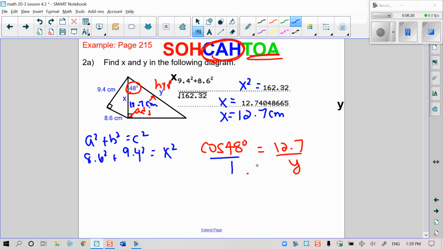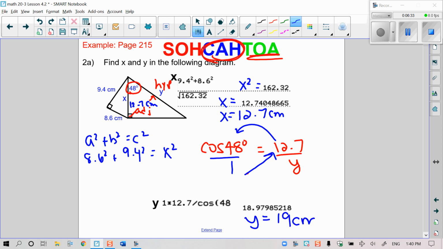Again, my little trick, I put it over 1, and I use cross multiply and divide. So 1 times 12.7 divided by cos of 48 is equal to y. And you can see that y is equal to 19 centimeters. Let's look at part B of this question.